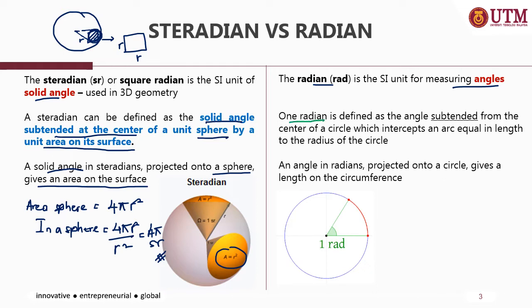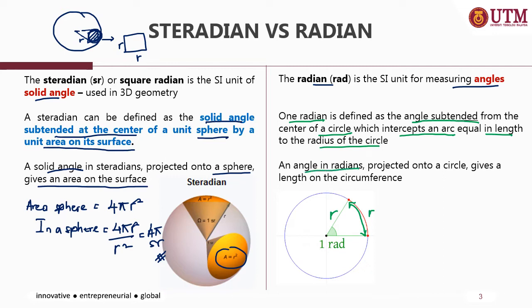One radian is defined as the angle subtended from the center of a circle. For steradian, it is from the center of a sphere, while in radian, it is from the center of a circle, which intercepts an arc equal in length to the radius of the circle. From the center of a circle, whose radius is r, intercept an arc. The red lines represent the arc, whose length is equal to the radius of the circle. In this case, the radius is r, and the length is r, equivalent to the radius of the circle.